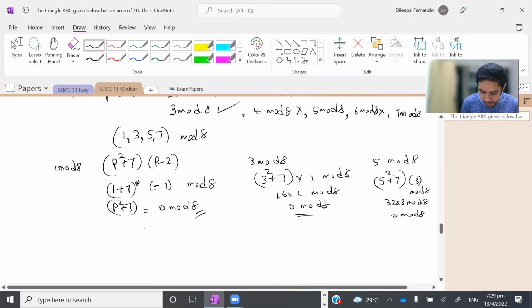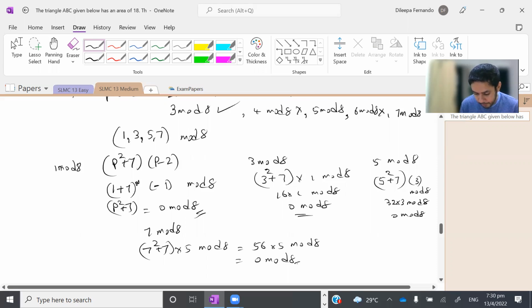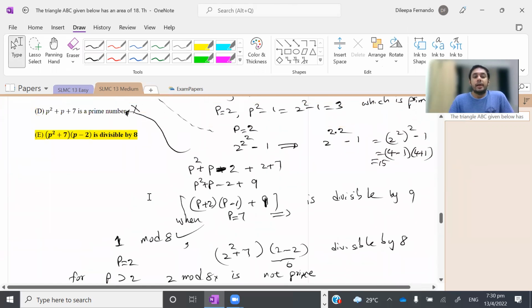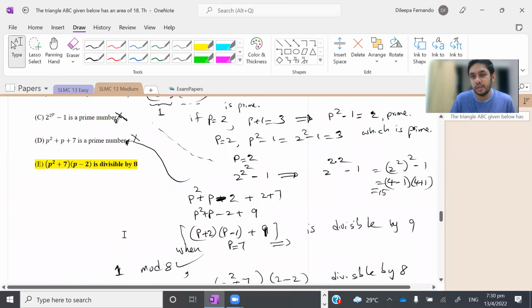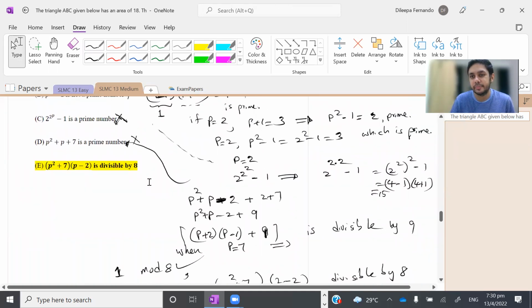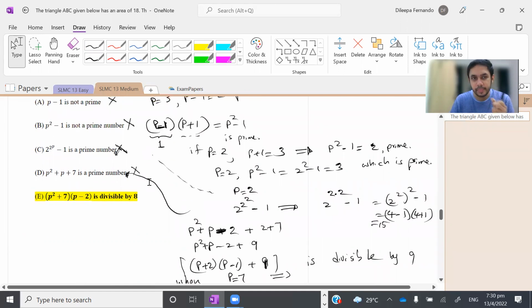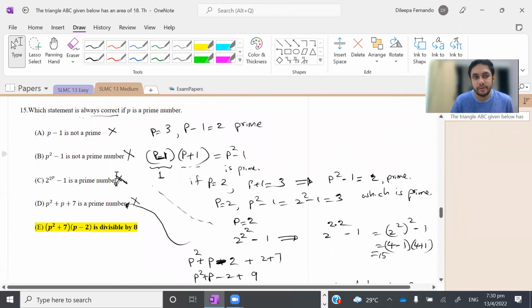Okay, now finally 7 mod 8. Okay, so I think in this case, other than finding a result for all p's, if you see that you can find a counterexample, always start with a counterexample, so it will save time.